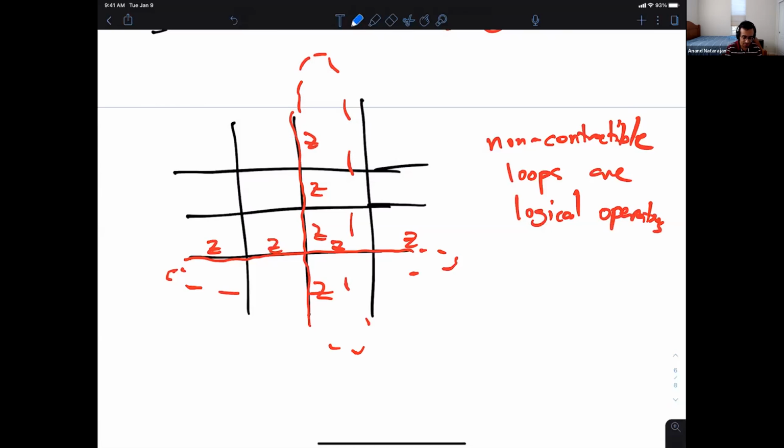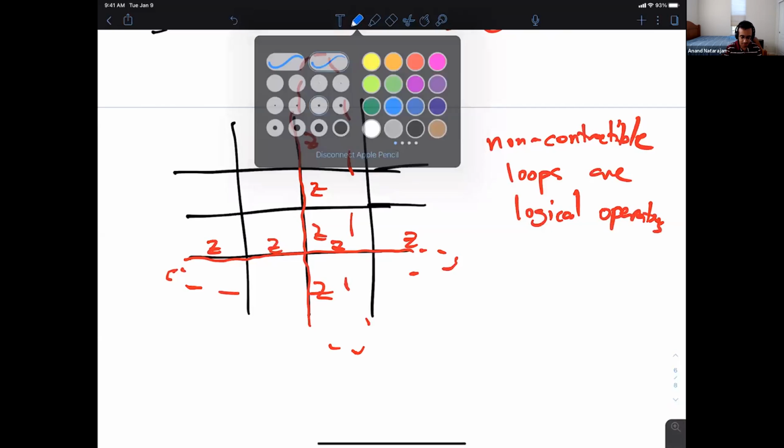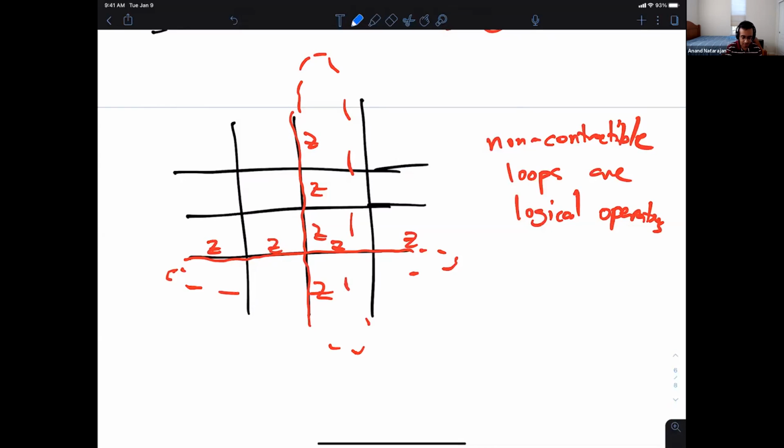So an x loop is now going to look like, well, I'll give you an example of an x loop that is correctable, I guess. So I'll just do one that's not. So something like x, x, x, like that. That is a logical operator. And this one you can think of as wrapping around like that.